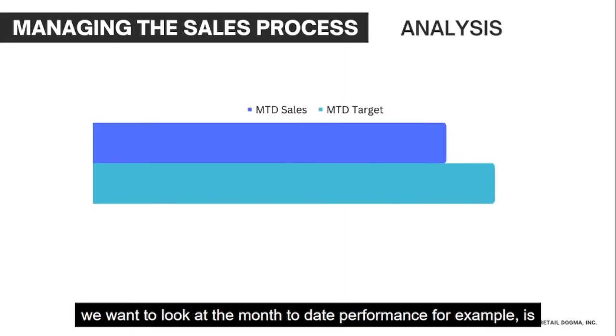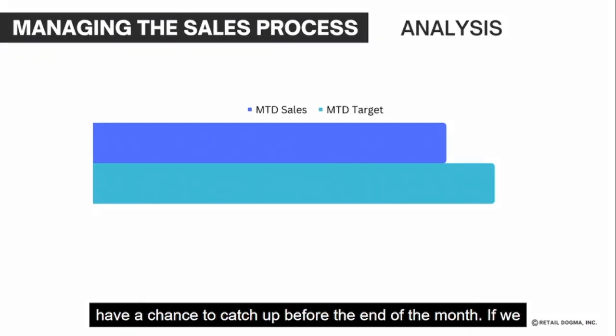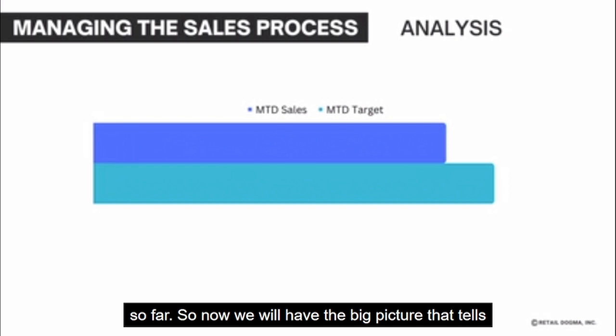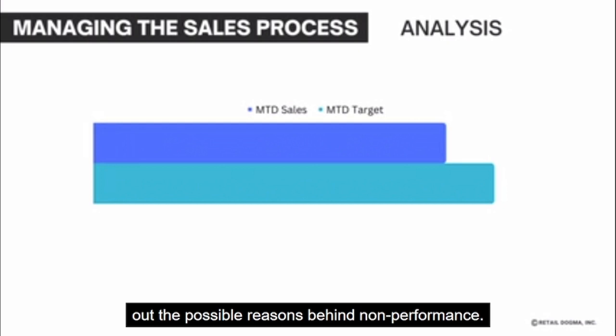The reason we want to look at the month-to-date performance, for example, is that when sales have been low so far, we might have a chance to catch up before the end of the month if we expect to have high traffic in the remaining days or in the final week of the month. In this case, we could revise our daily targets for the remaining days so that they would reflect how much we need to achieve each day to catch up with the lost sales so far. So now we will have the big picture that tells us where we stand in terms of sales achievement and KPI achievement. We can take these data and analyze them to find out the possible reasons behind non-performance.